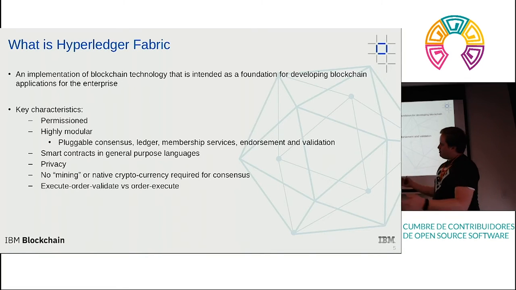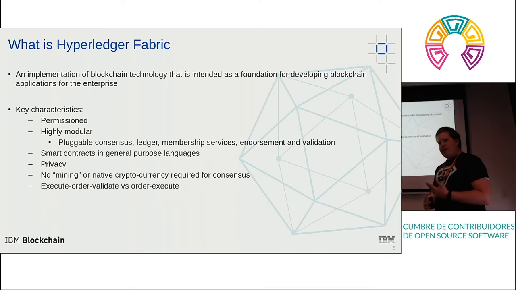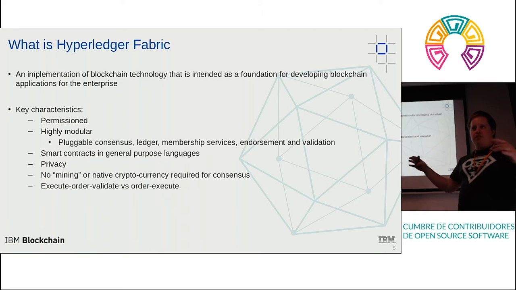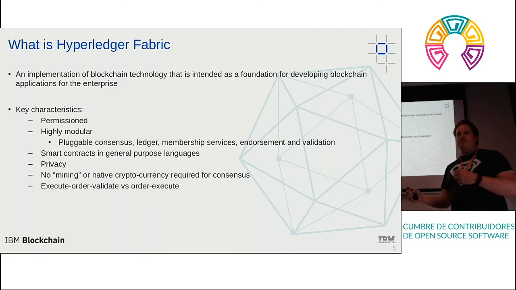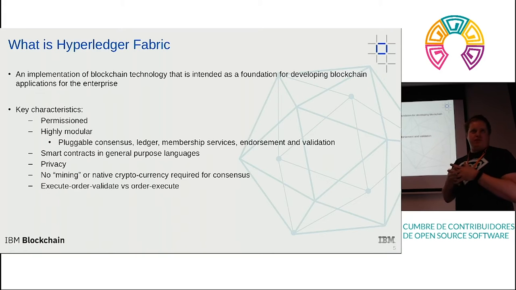Again, enterprise, everything's modular. There's a consensus layer, a ledger layer, and a layer for identity, which is called membership services, as well as the actual transaction processing parts of endorsement and validation, which are all pluggable. And you can write plugins and change the code for your particular use case, so when you form a consortium of companies or individuals to participate, you can customize the network to your purpose.